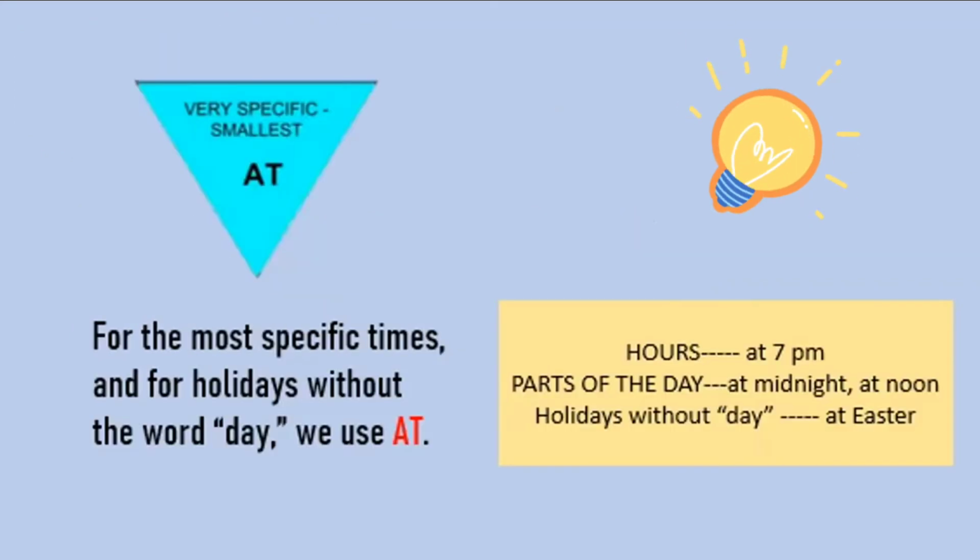Now let's move on to the next one. Here, we will talk about at. For more specific times and for holidays without the word day, we use at. We will use at when we refer to hours, like at 7 p.m., at 6 a.m., at 5 in the morning. We use at also for parts of the day, like at midnight, at noon, and of course, for holidays without the word day. For example, at Easter, at New Year, we'll use at as long as you do not mention the word day.